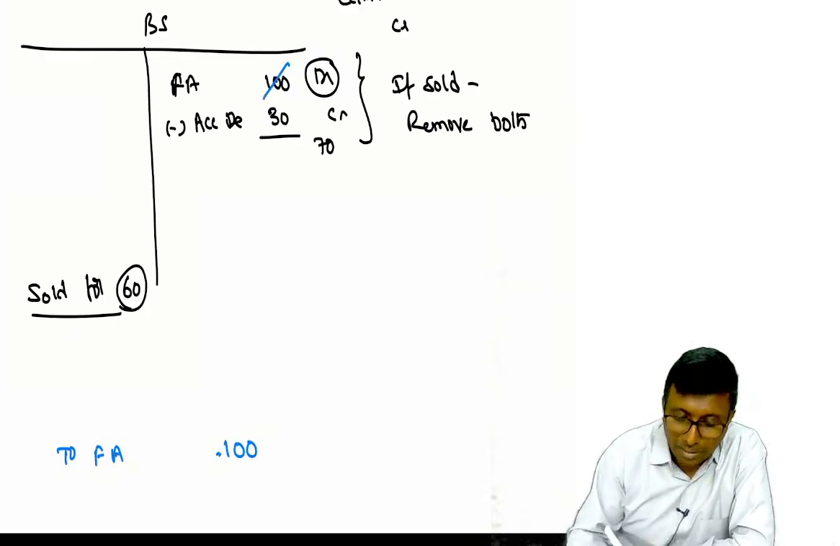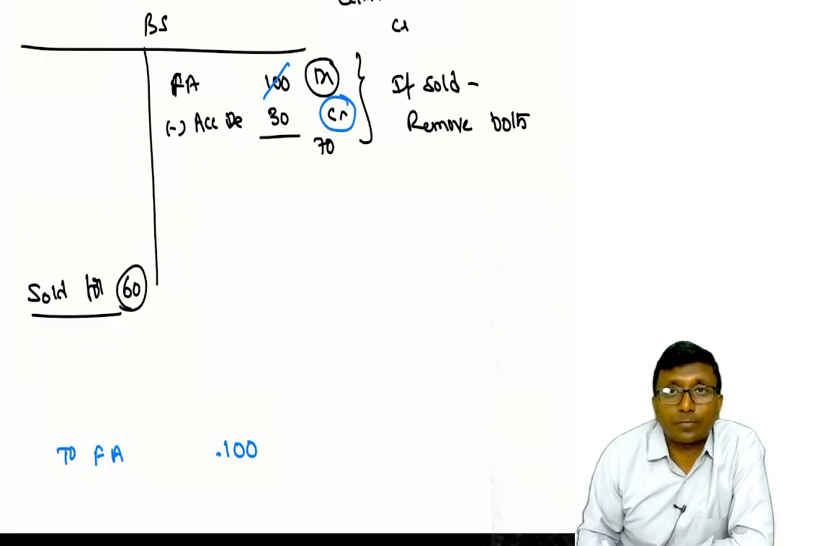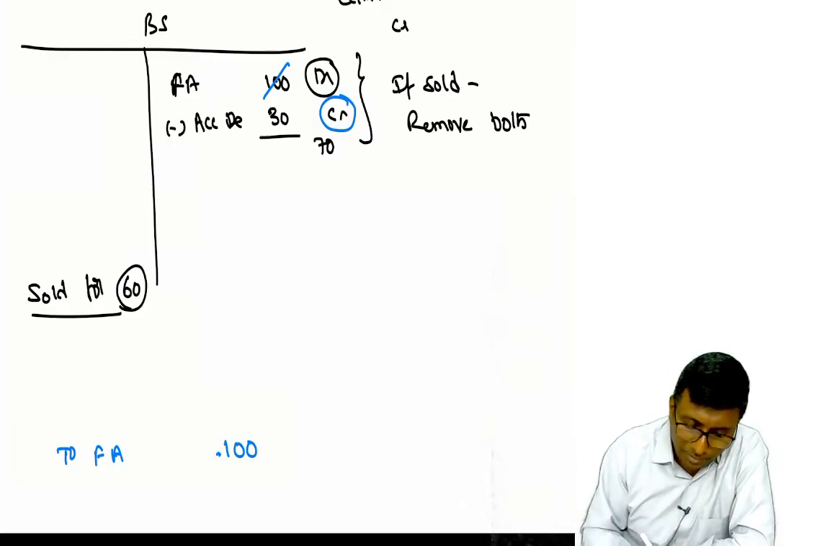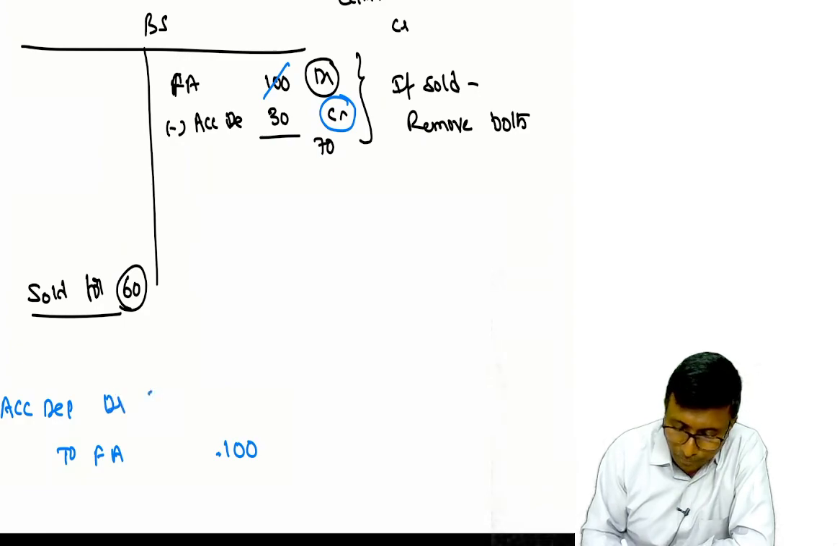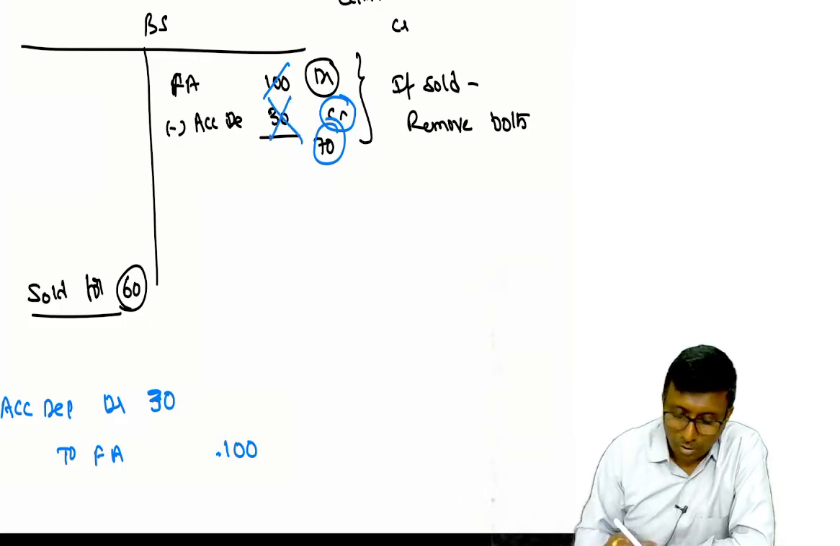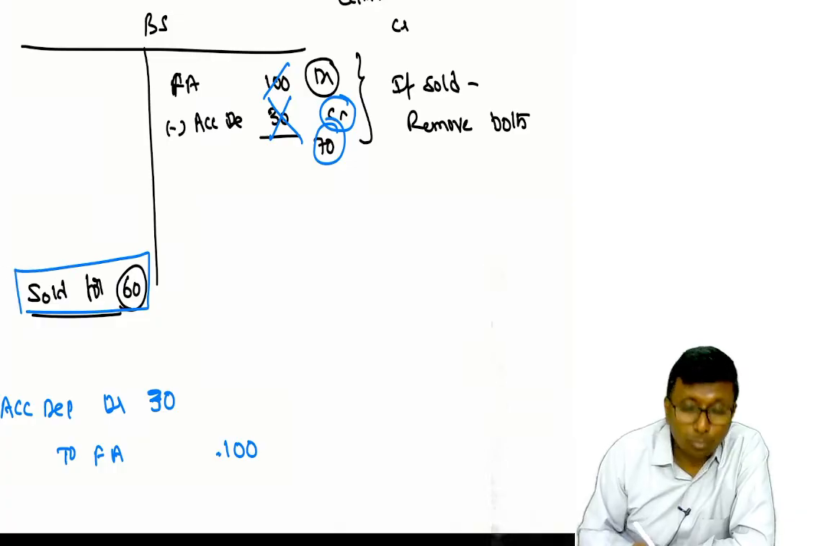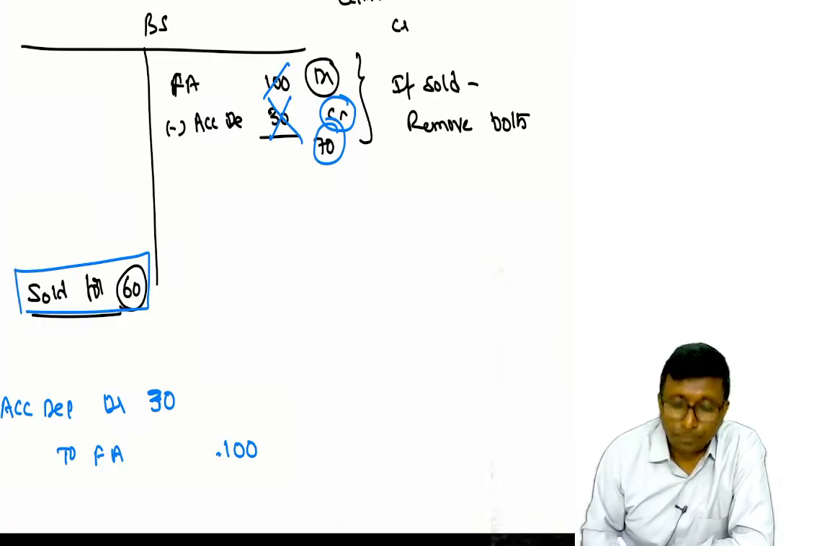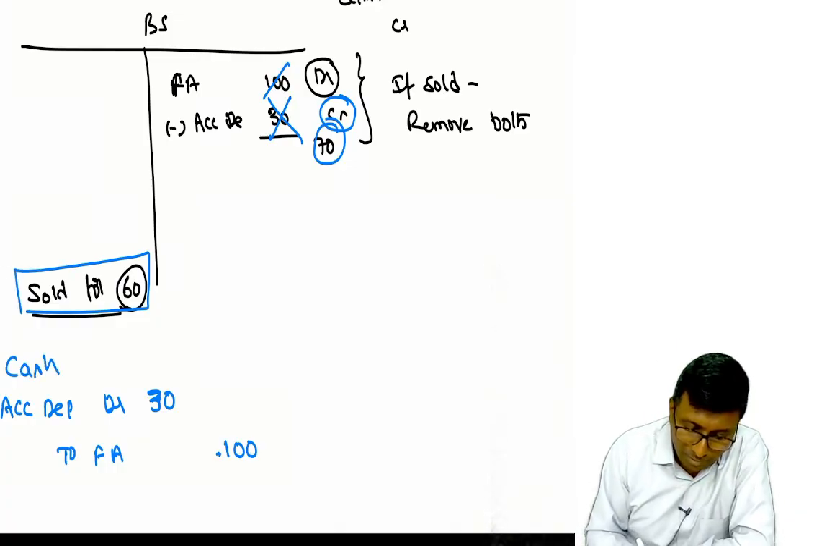This is gone. Next, accumulated depreciation shows a credit balance. You want to remove it, so what should I do? The opposite, debit. So accumulated depreciation account debit, how much? 30. This is a balancing figure. After writing this, it is gone. Now tell me simply, sold for how much? That means cash came, so it is an inflow. So 60 rupees, my asset has gone up.